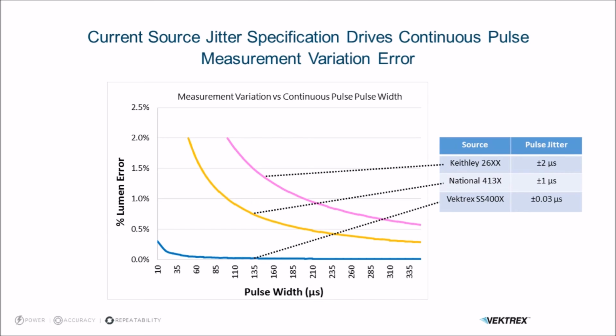These jitter specs can be calculated with the pulse width, and you can calculate exactly how much of a luminary error you can expect. And you can see at narrower pulse widths towards 100 microseconds, you get large errors with a couple of these sources, up to 2%. So those kinds of jitter errors will drive you crazy, especially if you're trying to make long-term trend measurements. For example, for an LM80 test where you're doing analysis of trends, you really want the very least amount of jitter and variation in your measurements possible.